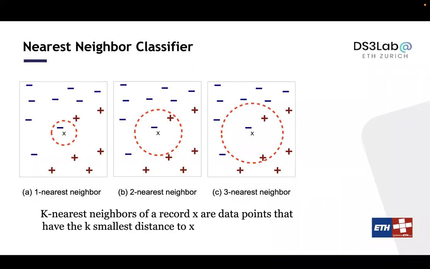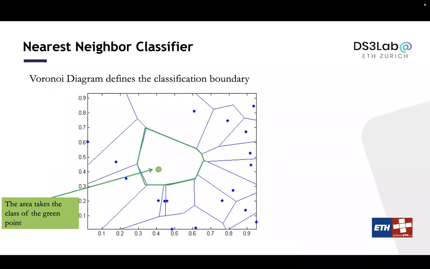One thing that's interesting is that in the k-nearest neighbor classifier, the k is a constant. It's a hyperparameter that you can tune, right? For different values of k, you could have different predictions for this test example.